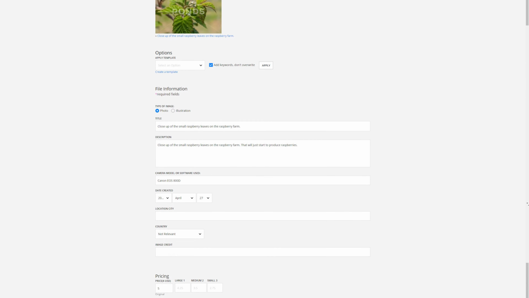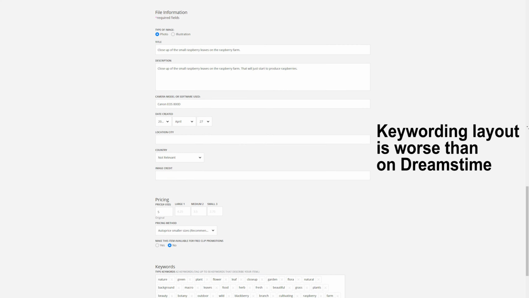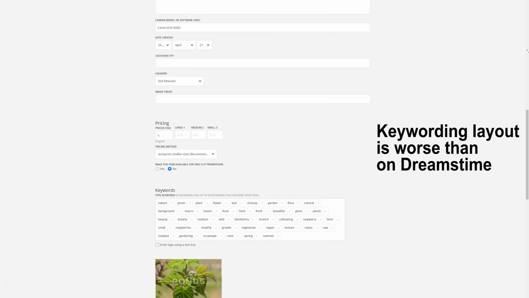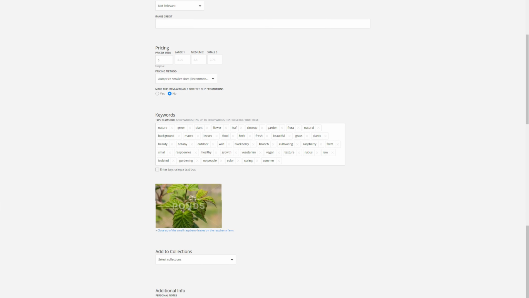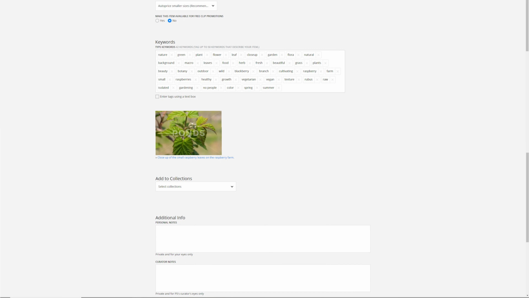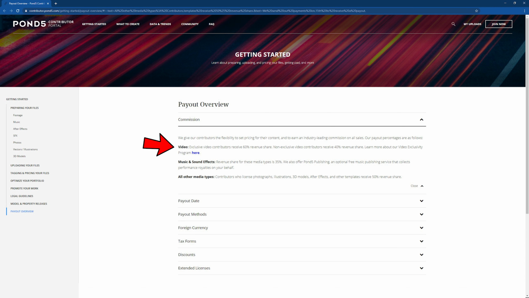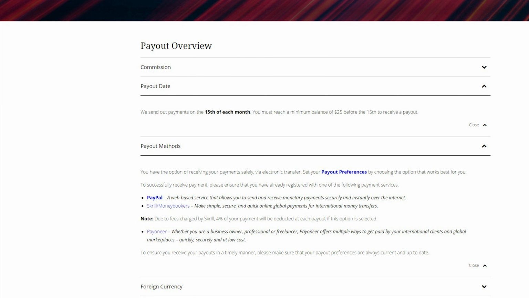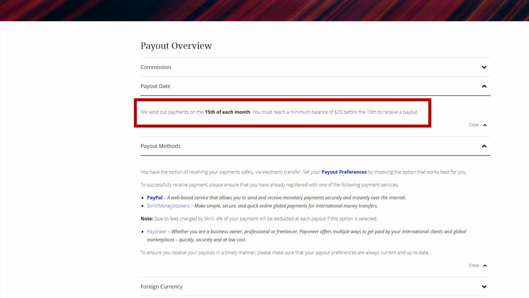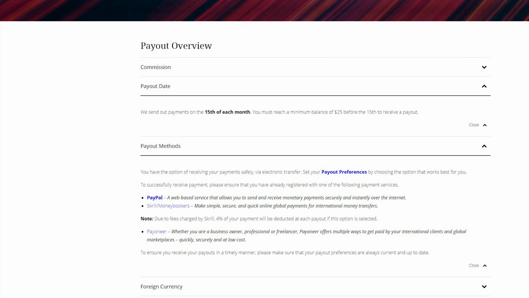Its keywording is also very time consuming as you need to fill up a lot of information. But what I like about it is that you can set your own prices for the content, and they pay very well. For videos you will get 40% or 60% if you go exclusive with them, for pictures and other assets you will get 50%, and for music you will get 35%, and you will get paid when you reach $25. My acceptance ratio here is also 100%.